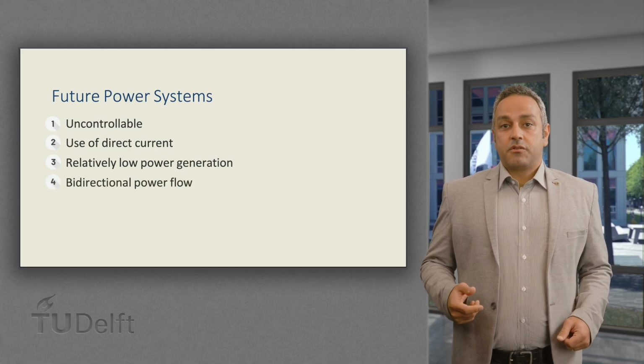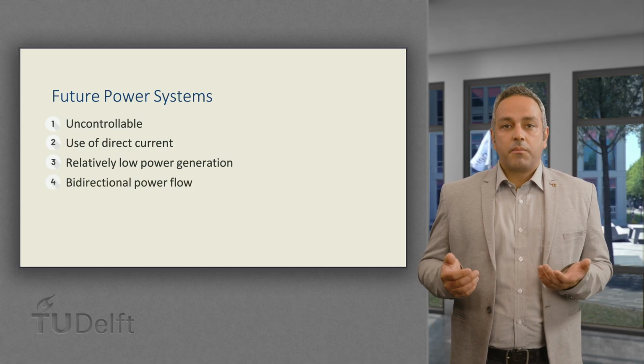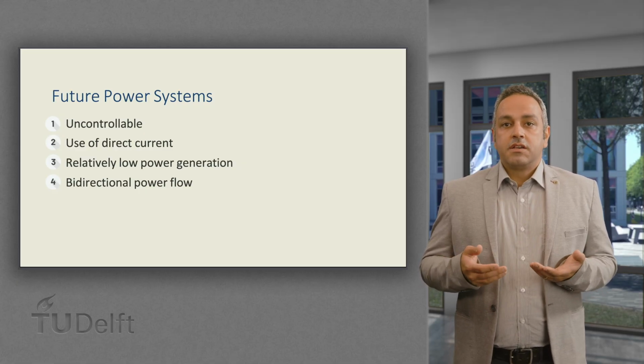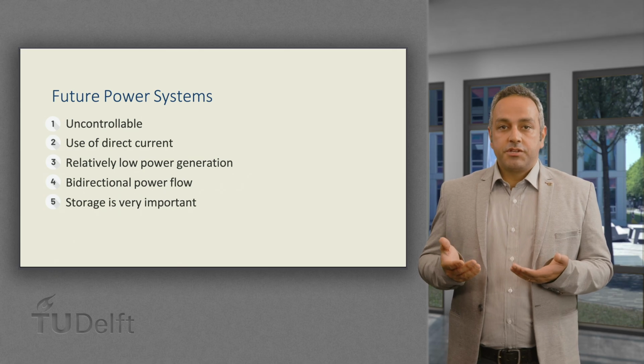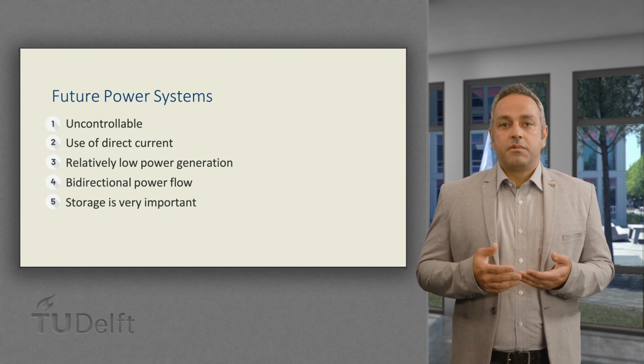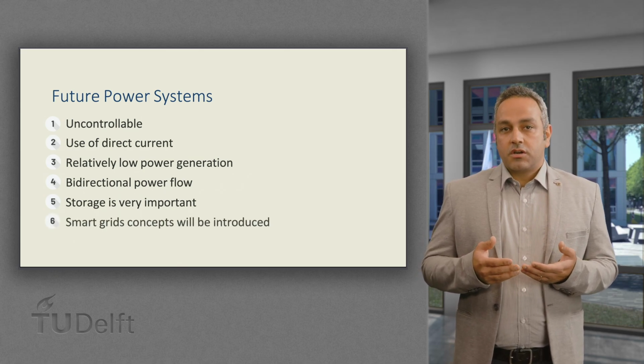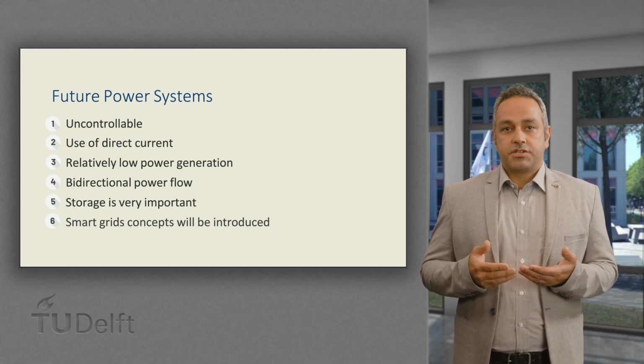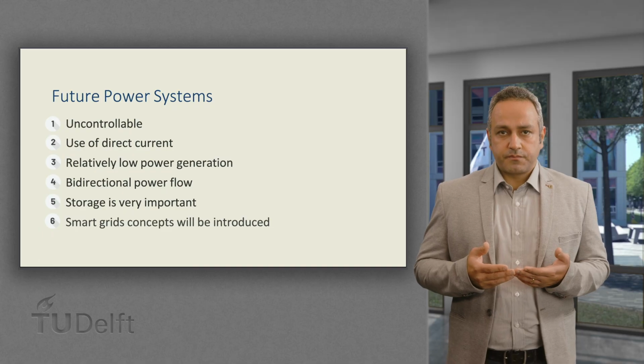There will be bidirectional power flow, for example, when more power is generated at the distribution system than consumed. Storage will play a major role due to the uncontrollable sources. Finally, smart grid concepts will be introduced to balance generation and consumption.